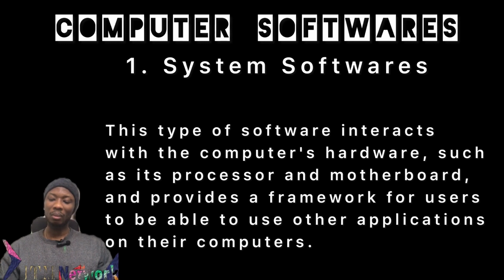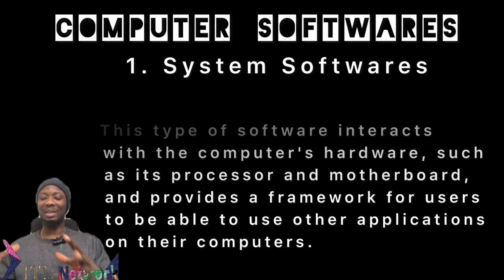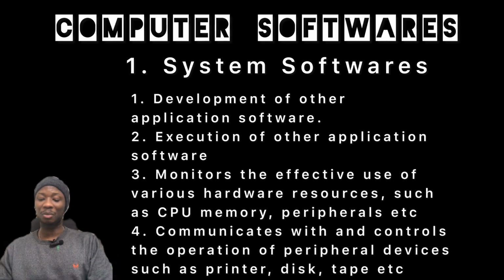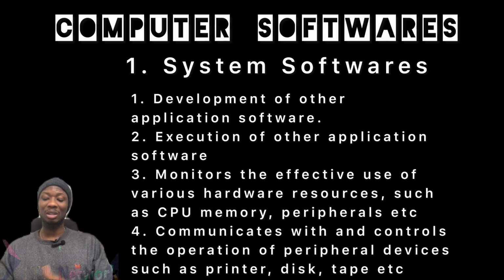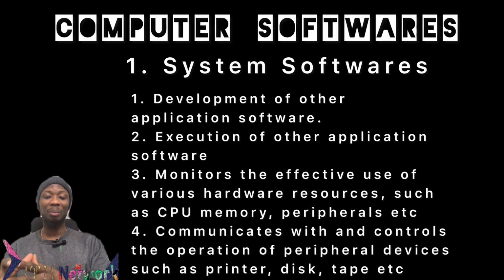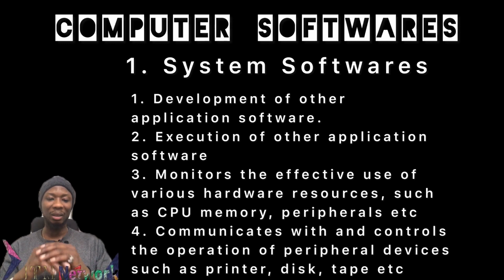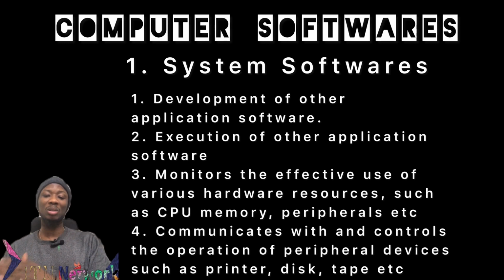Number one, it supports the development of other application software, and supports the execution of other application software. It monitors the effective use of various hardware resources such as the CPU, the memory, and the peripherals. It communicates with and controls the operation of peripheral devices such as printers. So the system software makes the operation of a computer system more efficient and effective. It helps the hardware components to work together, and it provides support for the development and execution of application software.